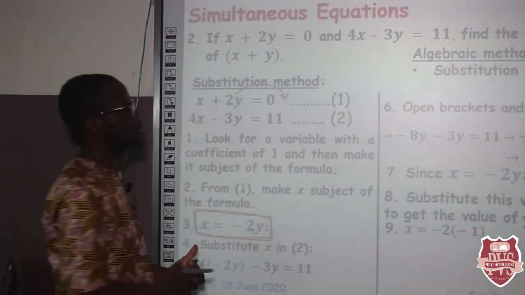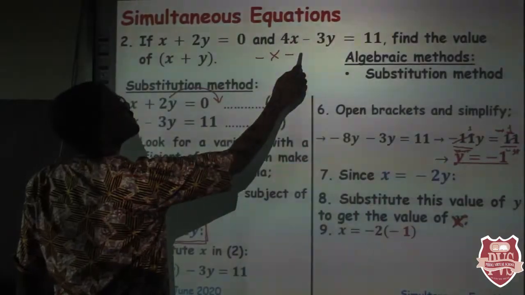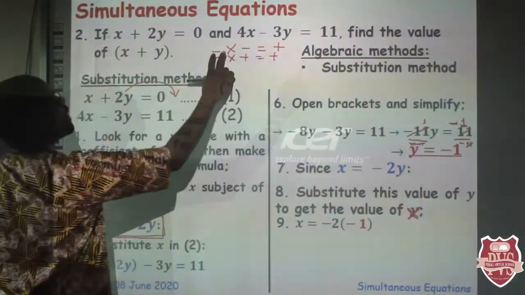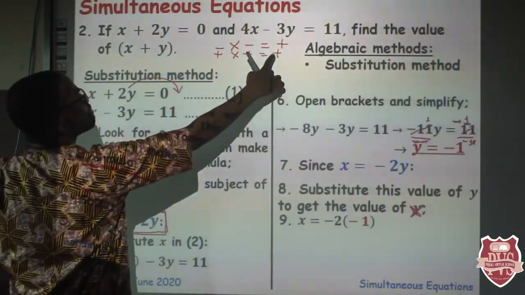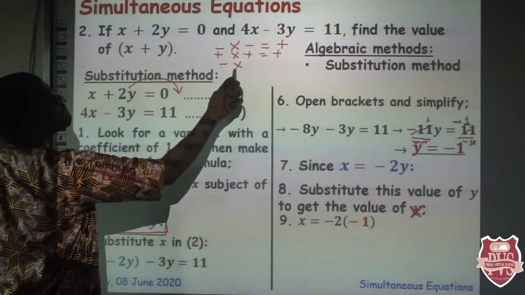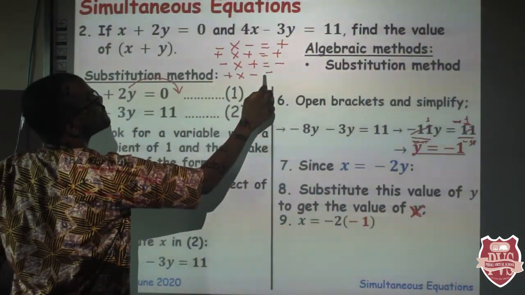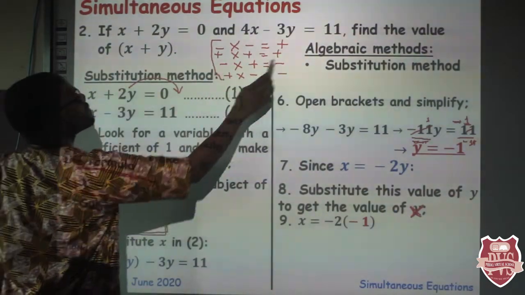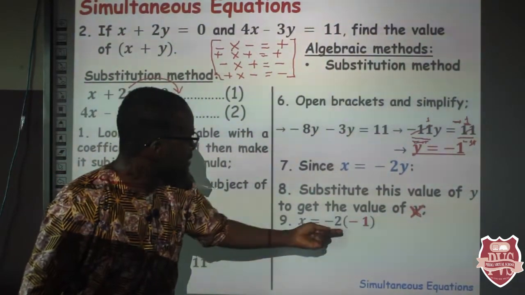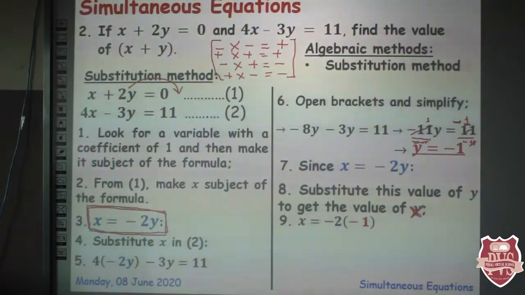Remember the golden rule. For those of you who by now can't remember, minus times minus gives you plus. Plus times plus gives you plus. So when the signs are the same, you get a plus. But when the signs are different, minus times plus or plus times minus, you get a minus. So this is the golden rule when it comes to signs. So minus times minus, the signs are the same, so you get a plus. So you have x equal to plus 2.